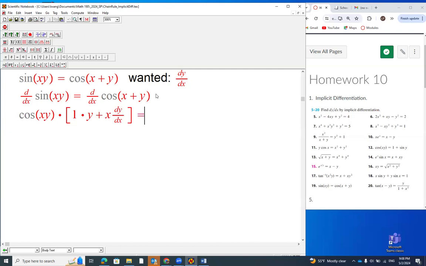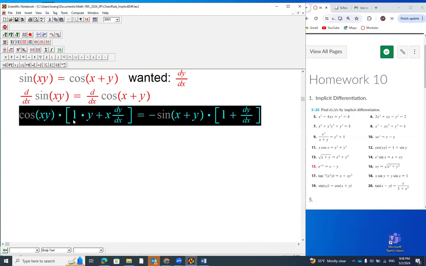On the other side, the derivative of cosine is negative sine of x plus y. And then we're going to differentiate x plus y. That's going to be 1 plus dy/dx. Right? So then we're going to bring dy/dx together, which we have on both sides.